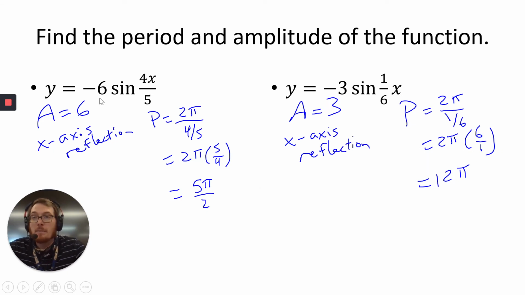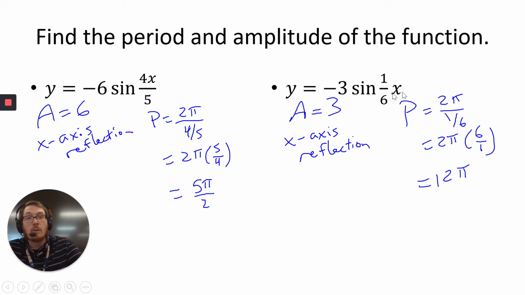Okay, negative 6, remember the amplitude is 6, that's an x-axis reflection. You've got 4x over 5 inside the sine function, so that's 2 pi divided by 4 over 5. Multiply by the reciprocal, you get 5 pi over 2. You're going to want to write that answer probably as a rational type number, which is a fraction. Obviously, it's not a rational number because pi is involved, but without pi, it should be a fraction, and then throw the pi in the numerator as long as it doesn't cancel out.